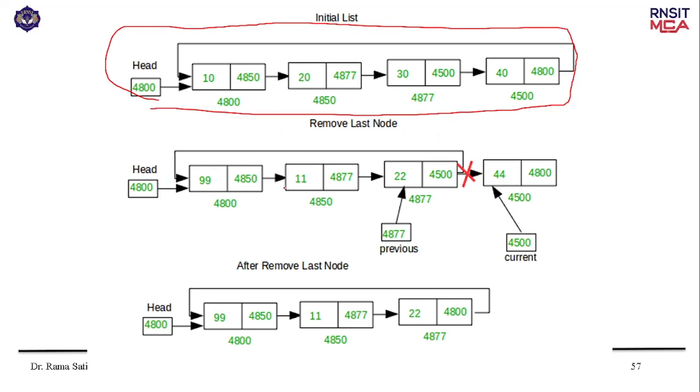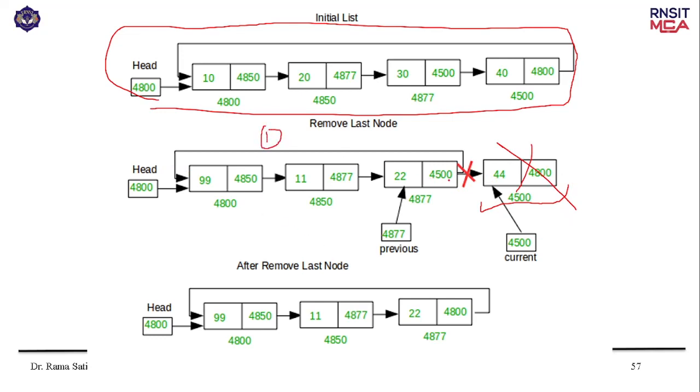So what you have to do is find the element which is to be deleted. You move the current pointer to this. The previous pointer has to be moved to the head, and automatically the last node has to be deleted. There is only one operation.